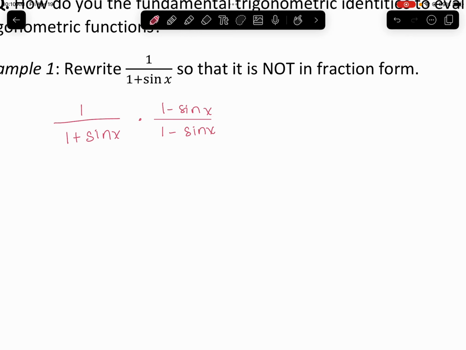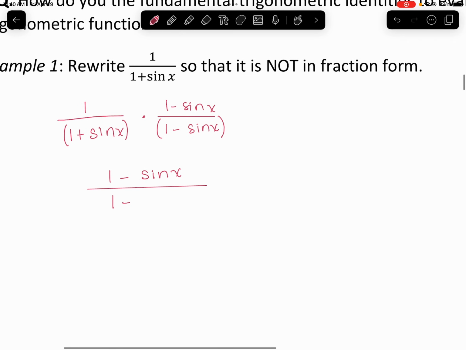And then when we multiply fractions, we multiply like normal, we multiply straight across. So we get 1 minus the sine of x in the numerator. And then if you take a look at the denominator, if I have 1 plus the sine of x times 1 minus the sine of x, that's difference of squares. So we end up getting in the denominator 1 minus sine squared of x.